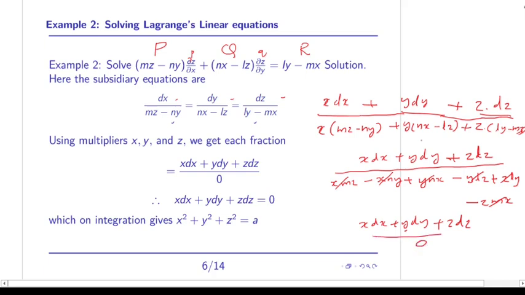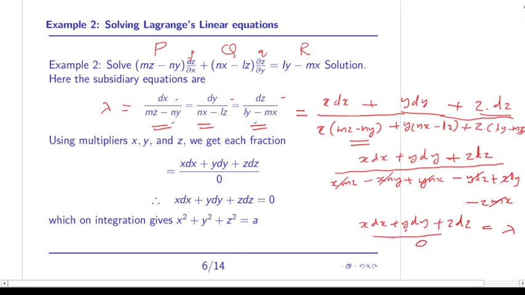Okay, but you have to keep one thing in mind. Since all these ratios are equal, we can also say that this is equal to the ratio we have identified by using multipliers. So x dx plus y dy plus z dz divided by all these three are equal, so the fourth one is also equal. So we can put this as lambda. Okay, so finally what you get also will be equal to lambda.